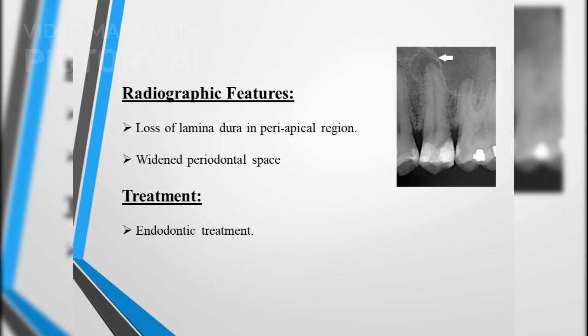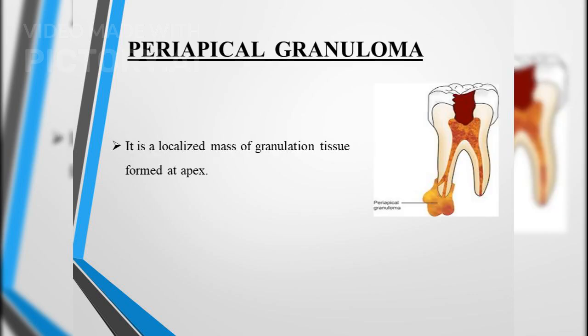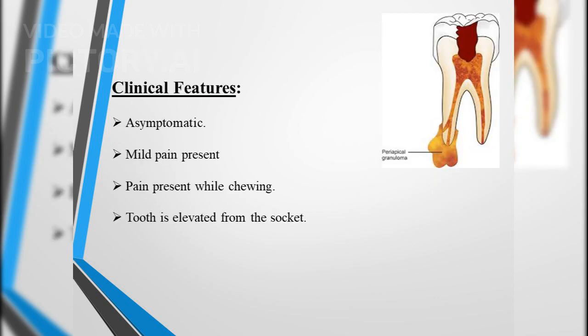Radiographically, periapical periodontitis shows a loss of lamina dura and widened periodontal space. Endodontic treatment is often required to address the infection. A periapical granuloma is a localized mass of granulation tissue formed at the apex of a tooth, often resulting from chronic infection. Typically asymptomatic, a periapical granuloma may present with mild pain during chewing and cause the tooth to be elevated from its socket.